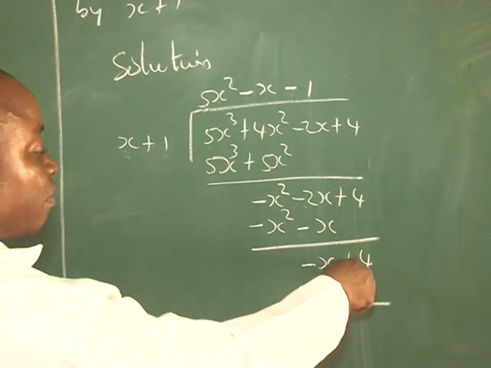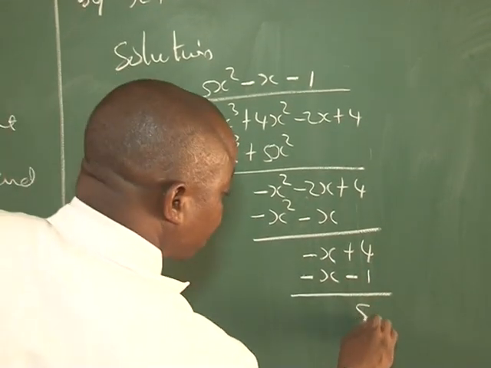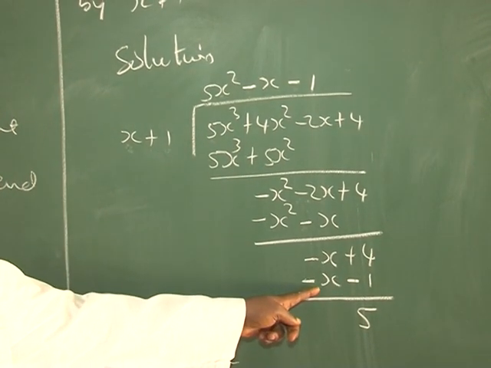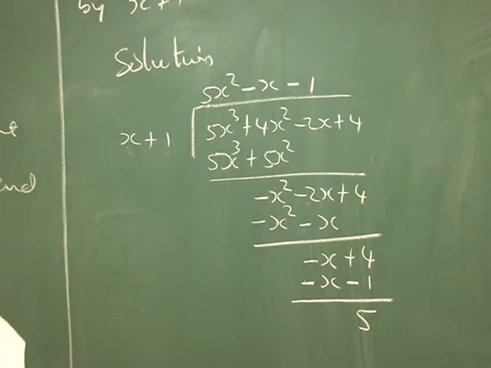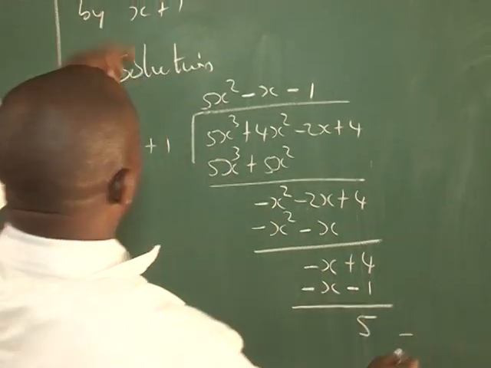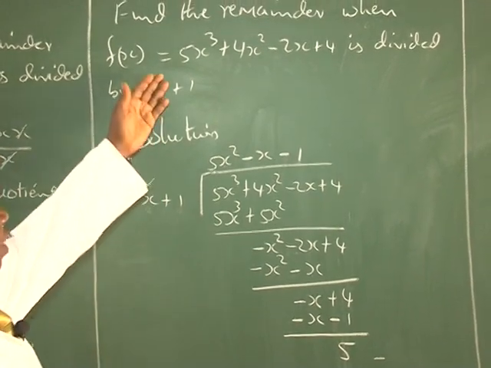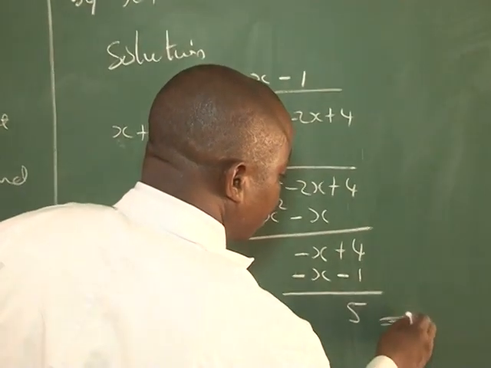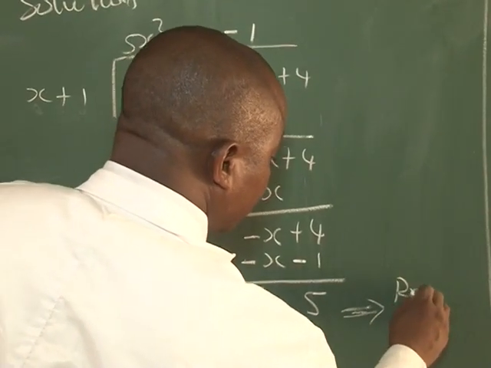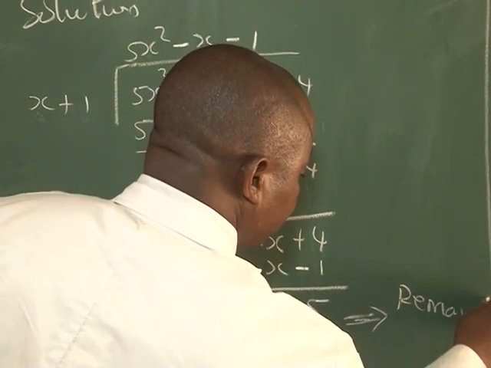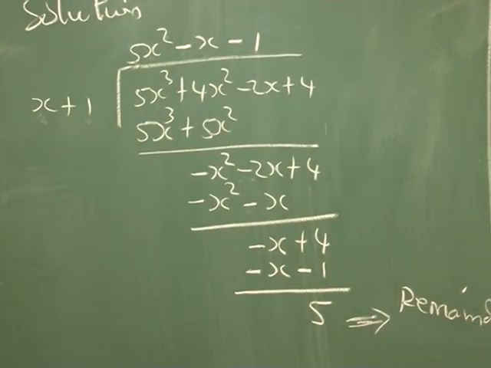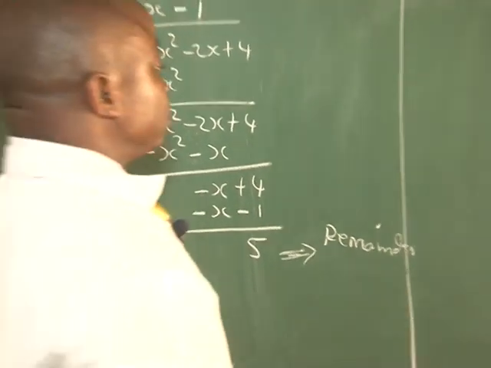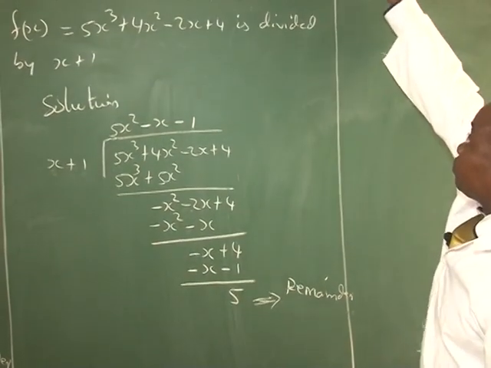Subtracting, we have 4 minus 1 gives us 5. Now, minus x minus x will make it plus. So what we have there is 0. Now, this is the remainder because we were asked to find the remainder when this is divided by this. So the remainder here is 5. This is the remainder, which is 5. All right. And this will lead us to the remainder theorem.